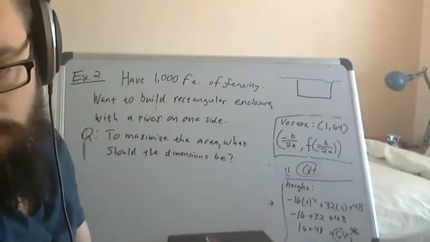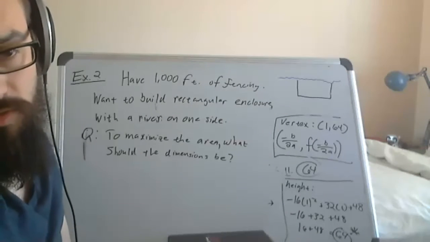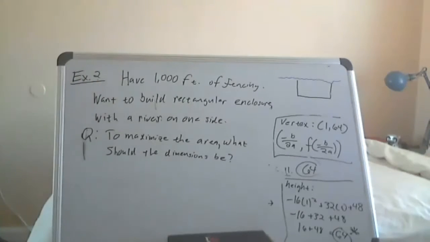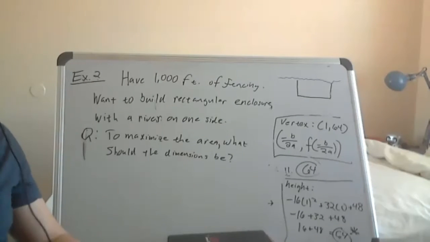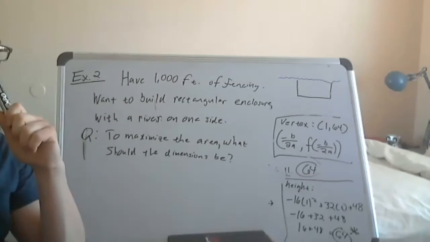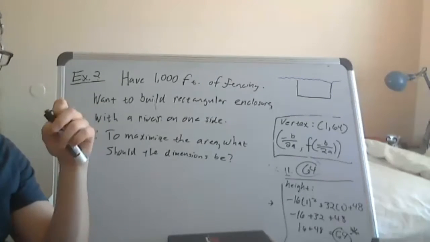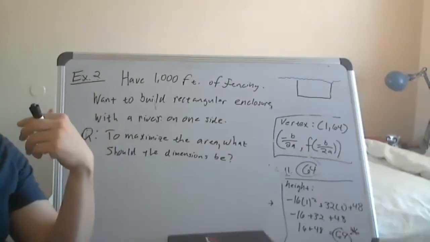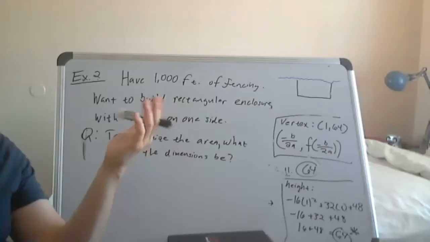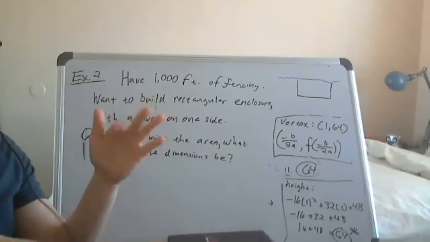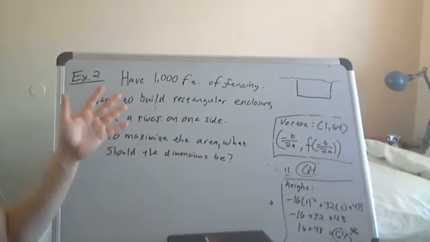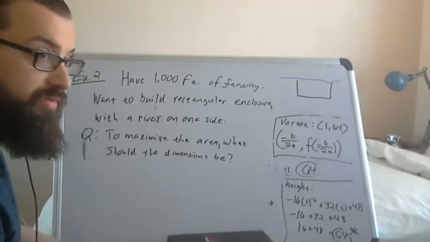Okay. So once again, if you see something like maximize this, minimize this, we know that we're going to be building up to a quadratic equation of some sort. And then we're going to find the vertex and then find the y value associated with the vertex. So first things first, we need to figure out an equation.